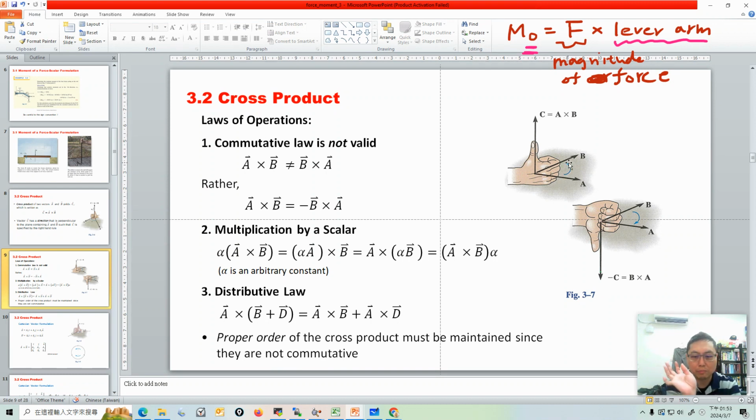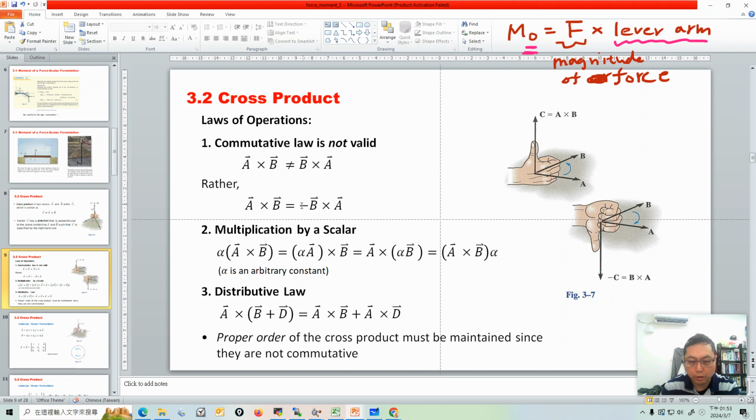It's hard to demonstrate on the screen, but A cross B, and your thumb is the resulting vector C, the direction of A cross B. So A cross B points up. But if you do B cross A, you start from B, and your thumb points down. That means B cross A points down and A cross B points up. So A cross B in general is not equal to B cross A.